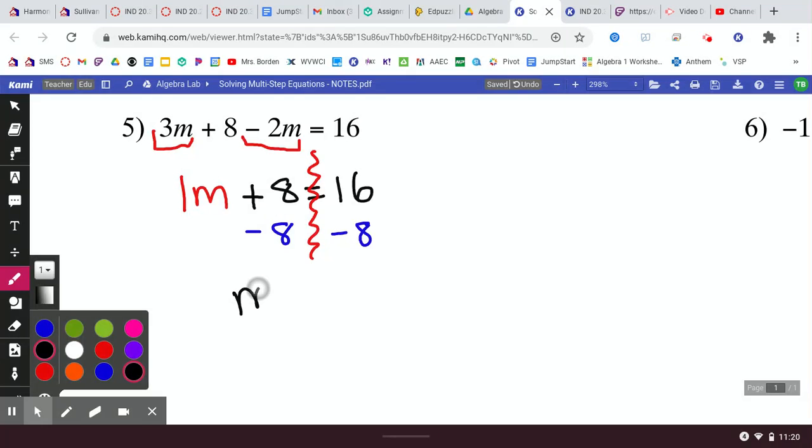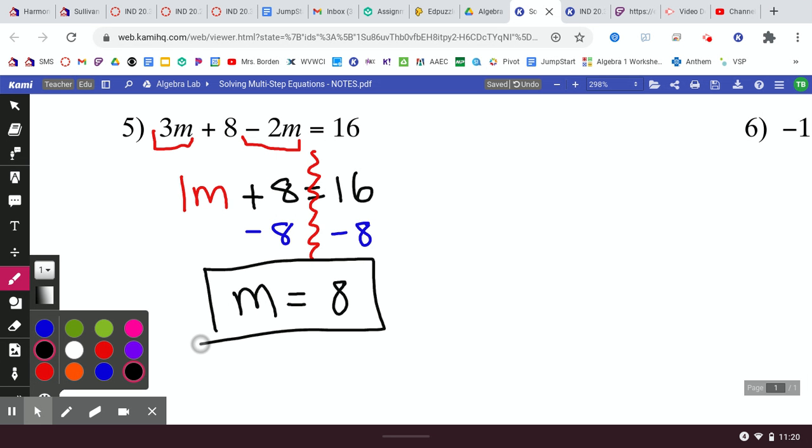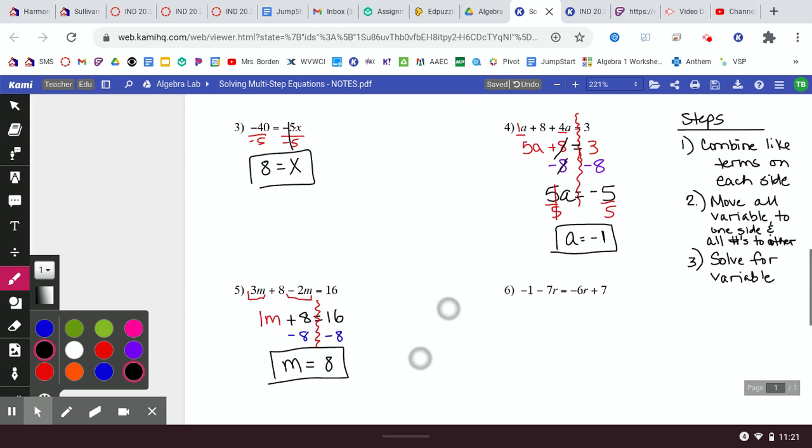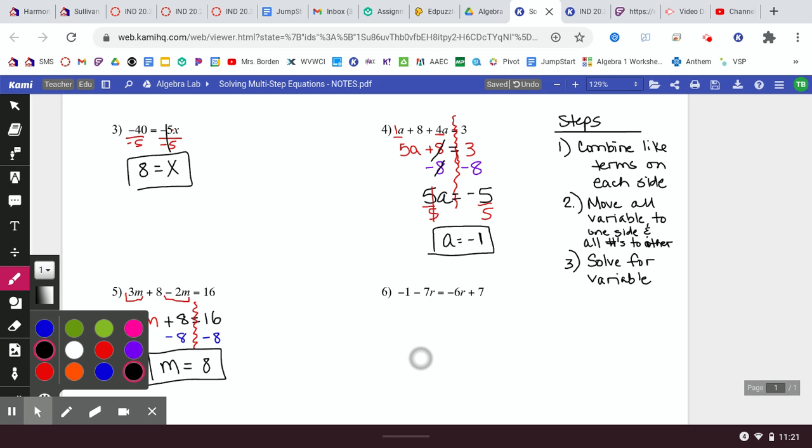I'm going to go ahead and drop the 1 for now because I don't need it now. And 16 minus 8 is just 8. Okay? Make sense? Combine like terms. Step 1 is to combine like terms. Step 2 is to move all the variables to one side and all the numbers to the other. Step 3 is to solve for the variable.